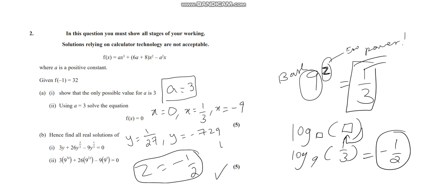That was as simple as that. And those are the b part and a part done. 5 marks here, 5 marks here, 10 mark question, easily scored.